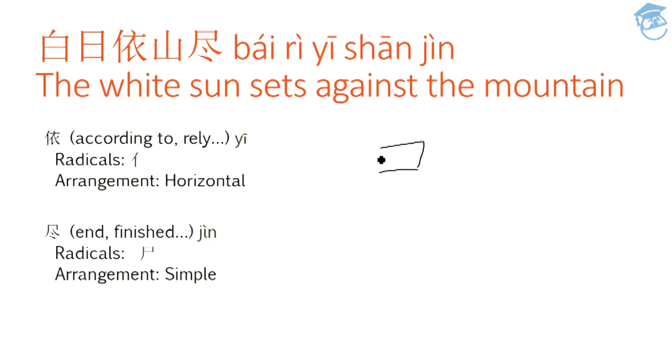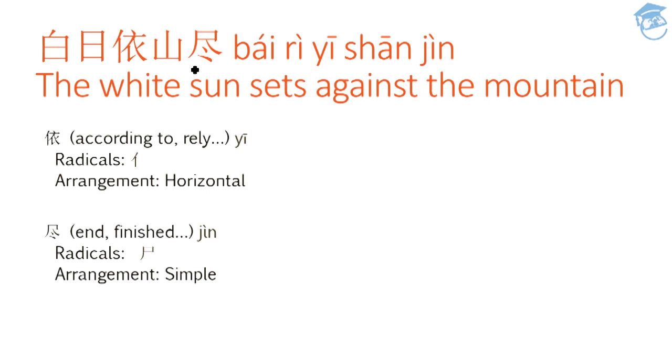Six strokes for this word, 近. So you can see 白日依山近. It means the white sun sets against the mountain, okay? So it sounds a bit weird if you want to say it in modern terms, but because it is in a poem and it's written in the ancient Chinese language, it makes perfect sense for them to understand what this is, okay?